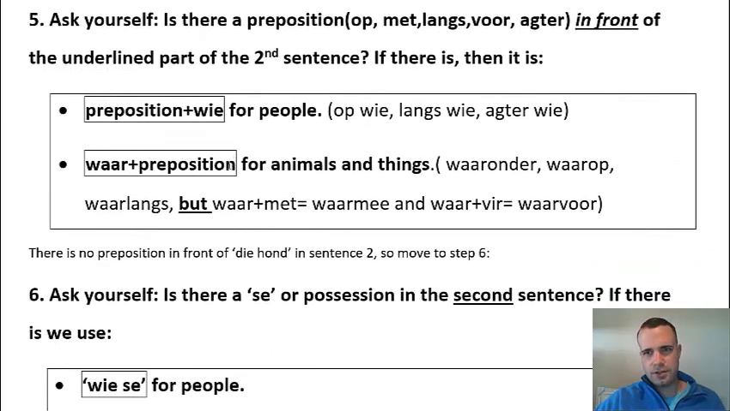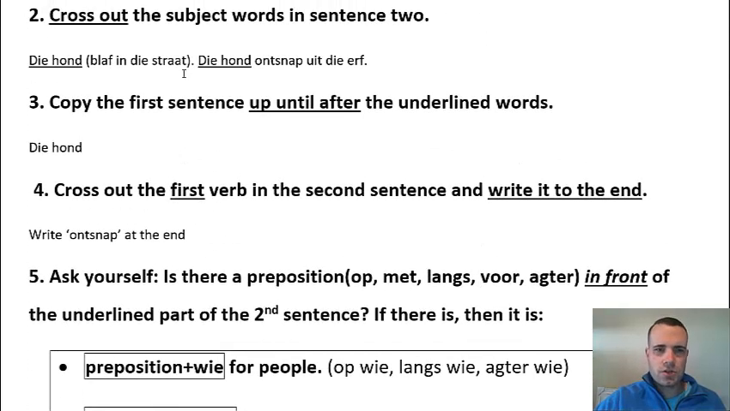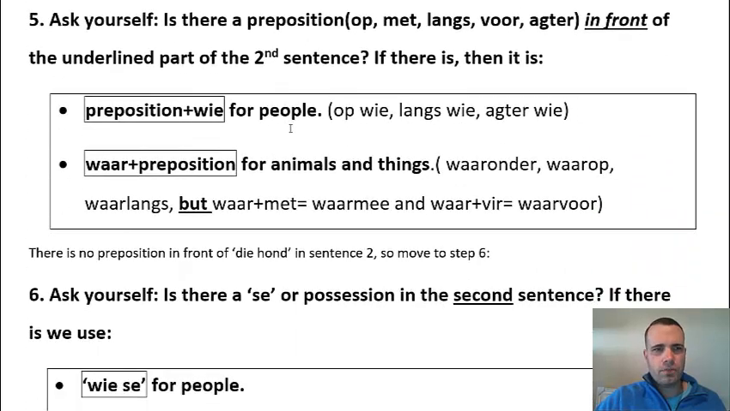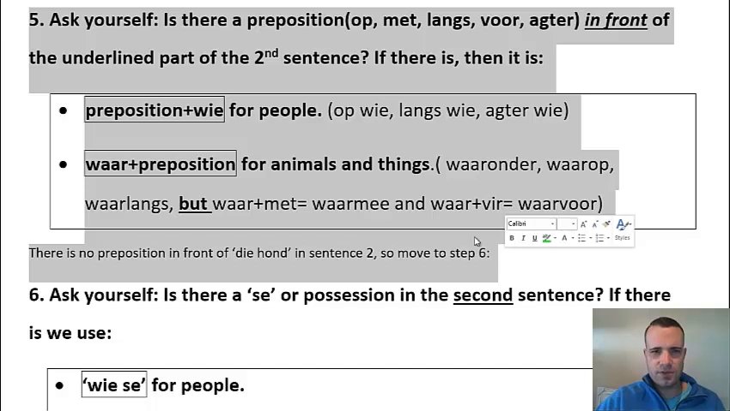Now the 2 difficult steps, steps 5 and 6. Ask yourself, is there a preposition, these kind of words, in front of the underlined part of the second sentence? So we're looking at the second sentence there. Is there a preposition in front of those words there? In this case, there isn't. There's a preposition, but it doesn't count. You're only looking in front of the underlined part in the second sentence. The answer is no. So if the answer is no there, you forget about step number 5 and you go on to step number 6.